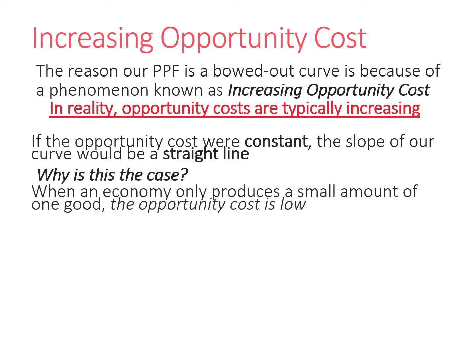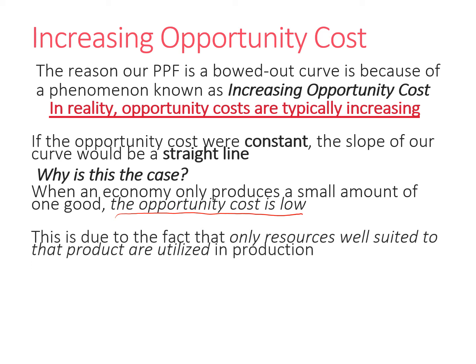Well, as I said, when an economy produces only a small amount of one good, the opportunity cost is really low. Okay, so in other words, if we're only making a small amount of pizza, then the amount of food resources we need to make pizza is pretty small. And so the opportunity cost of making an additional pizza is also very small, right? We're not sacrificing much. Now, the reason why this is true is because we're only using resources that are well suited to the product that we're trying to produce.